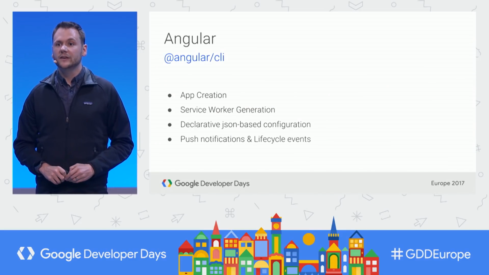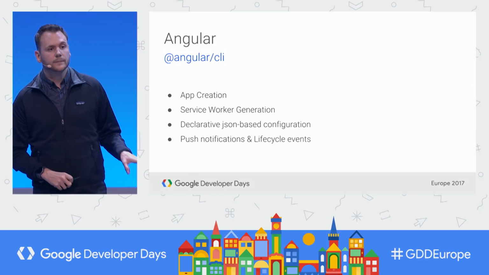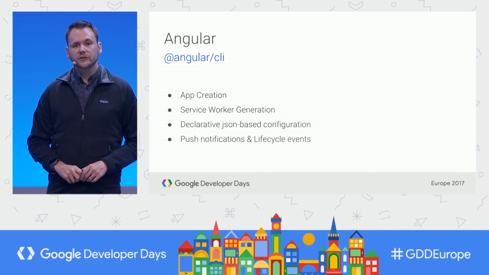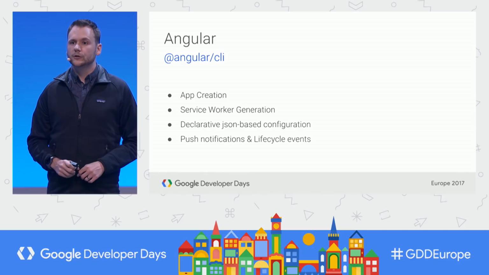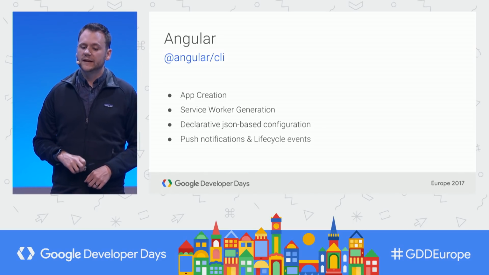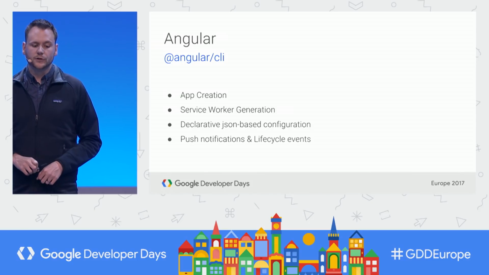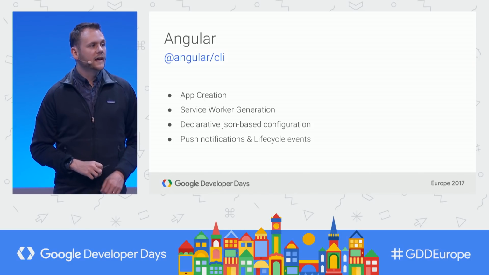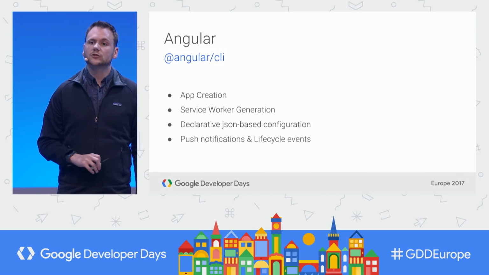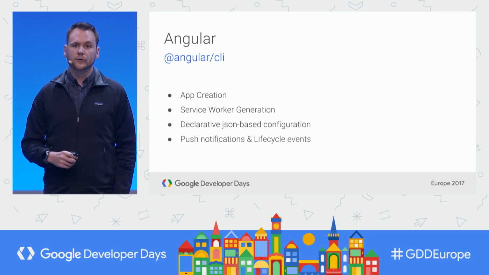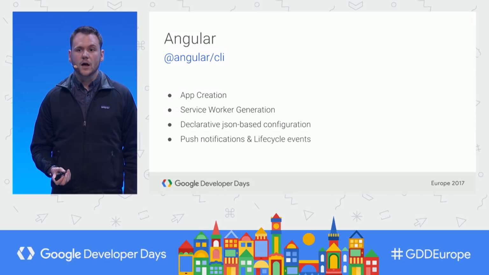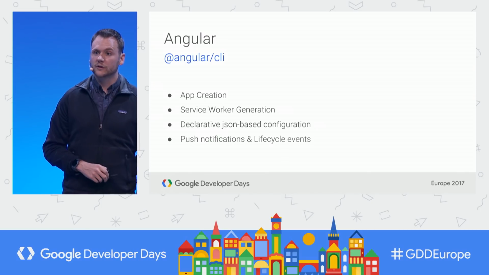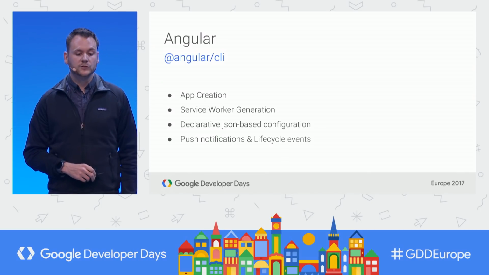Lastly, I'm going to talk a little bit about the Angular CLI. The Angular CLI handles app creation. It also handles service worker generation. One thing that's a little bit different about the Angular CLI is instead of using JavaScript to configure your service worker, it has a declarative JSON-based configuration file called NGSW. Another thing that's interesting about the Angular implementation and support for service workers is that they've wrapped push notifications as a service that you can inject into your application in order to do things like registering for push notifications or to observe or listen to an observable that gives you the push notifications that comes from your application, or understanding the lifecycle events that are coming from a service worker.